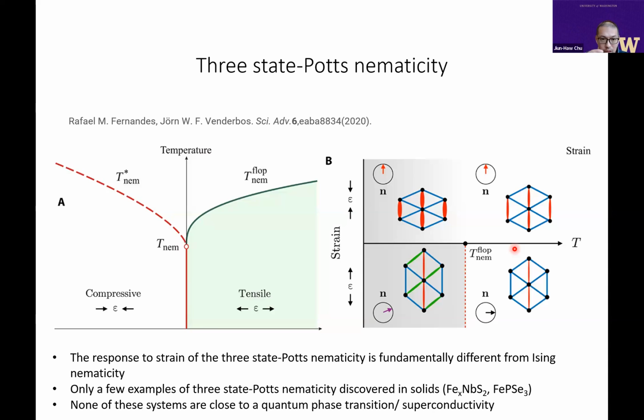In the case of Ising nematicity, if you apply strain, it only smears out the transition, just like what I showed you for the superconductivity: it suppresses the fluctuations and therefore turns the transition into a crossover. Now in a three-state Potts system, if you apply strain, depending on whether you're applying tensile or compressive strain, you'll see a different result. This is summarized by a theory paper by Rafael Fernandes a couple of years ago, which was discussed in the context of twisted bilayer graphene, but it applies to any three-state Potts nematicity in a hexagonal or triangular system.